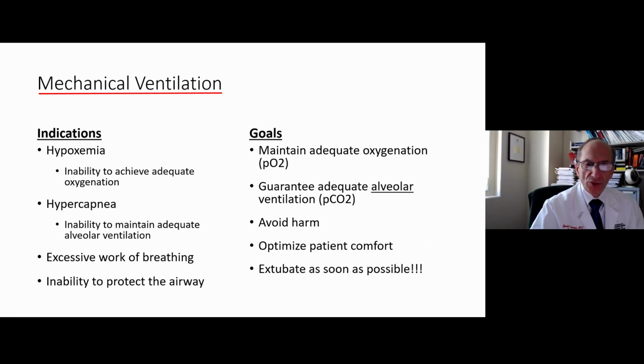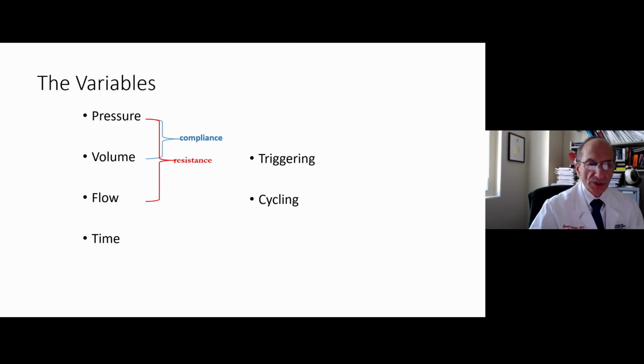So the goals, which is really what we're talking about, is to manage oxygenation and guarantee alveolar ventilation, so PCO2 is maintained. We want to avoid harm, which is one of the guiding principles of what we will talk about in the second talk. We want to optimize comfort as compassionate caregivers, because if we don't, then we have to medicate them, which is really not an optimal goal. And a guiding principle here is to extubate, or to remove mechanical support, as soon as is possible, also in the spirit of minimizing harm.